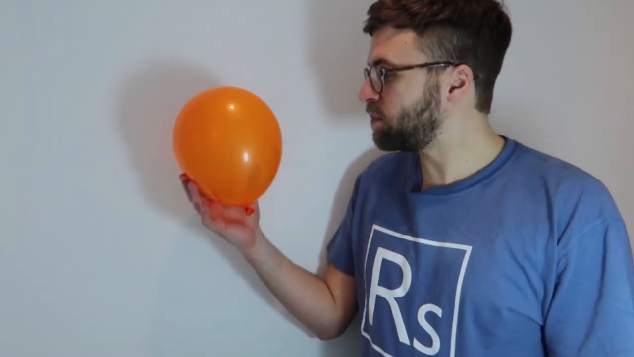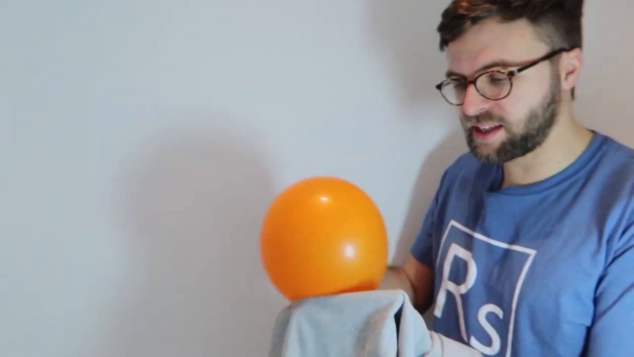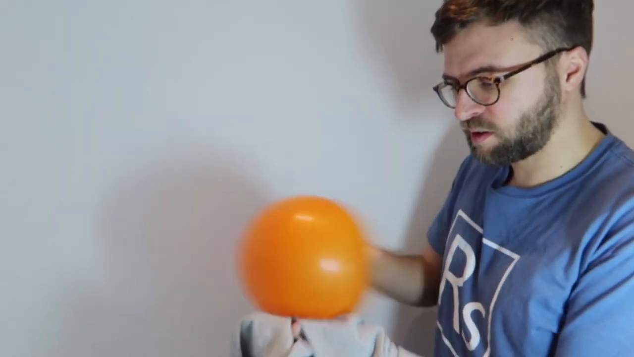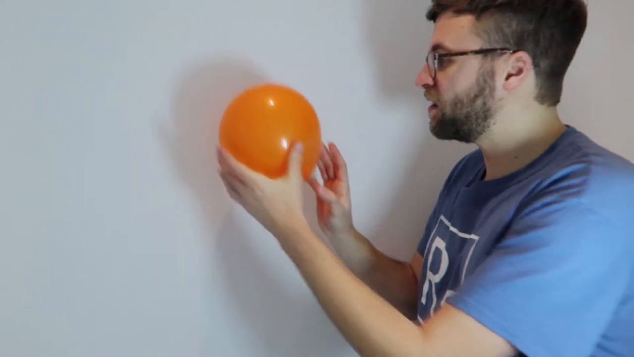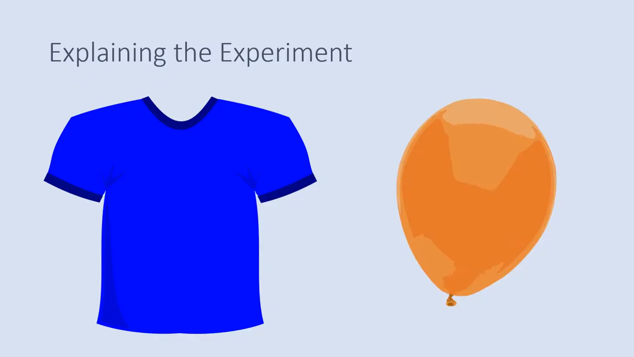You can clearly see that this balloon won't stick to the wall. However, if I rub it against this cloth for long enough and put it against this wall, it can stick. So how does that work? Well, let's find out. The balloon sticks to the wall due to static electricity.